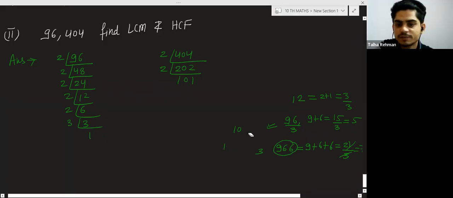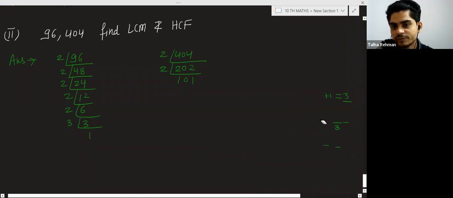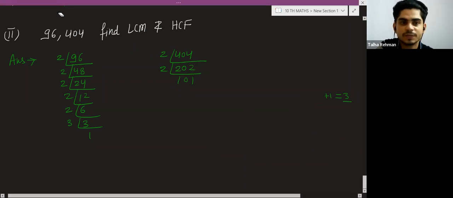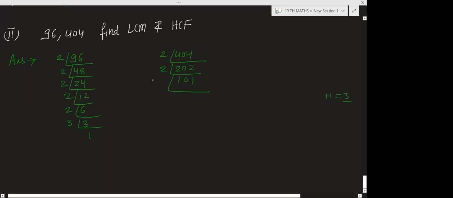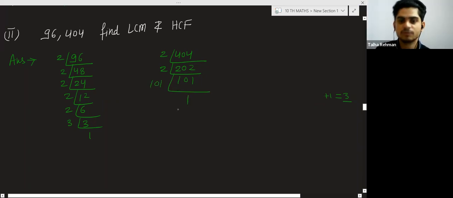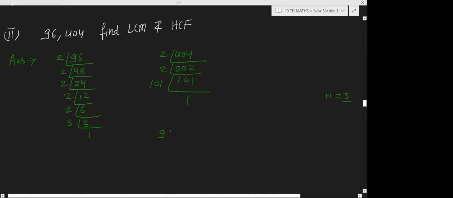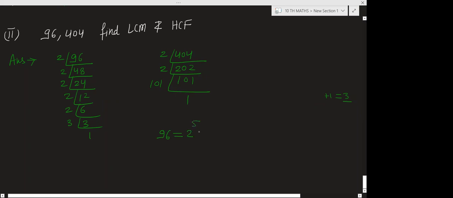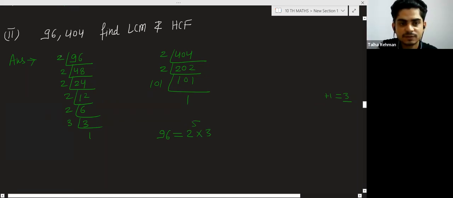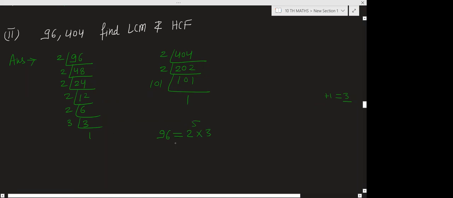So there is no other number other than 1 or 101 which can divide 101 completely. So here we will take 101. For 96, I can write 2 to the power 5 into 3. Azaan, can I write this? Yes, sir. Okay, into 3.